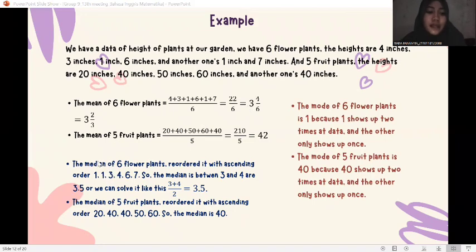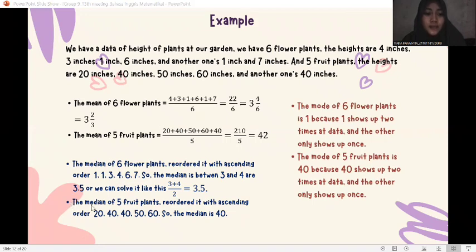Next, for the median of 6 flower plants, reorder it in ascending order: 1, 1, 3, 4, 6, 7. So the median is between 3 and 4, which is 3.5, or we can solve it like this: 3 plus 4 divided by 2 equals 3.5. So this is 1, 2, 3, 4, 5, 6. For the middle two, 3 and 4, we add them and divide by 2.